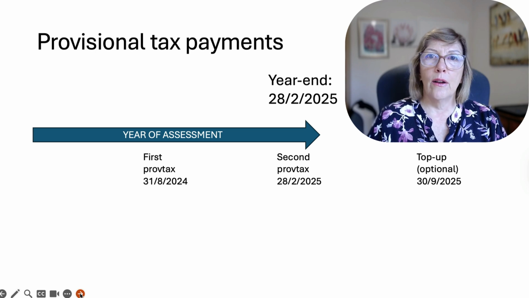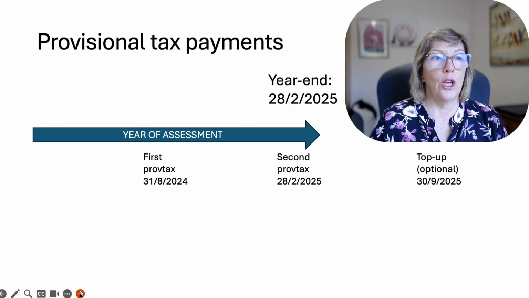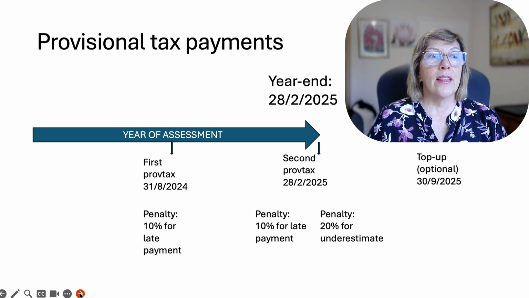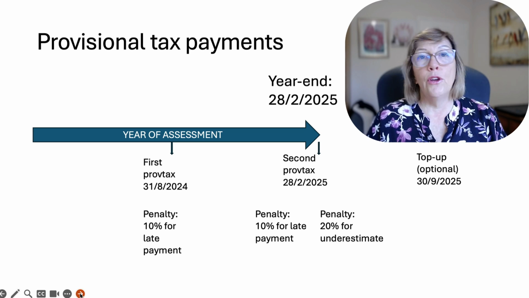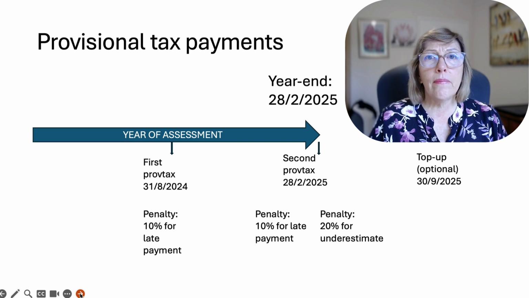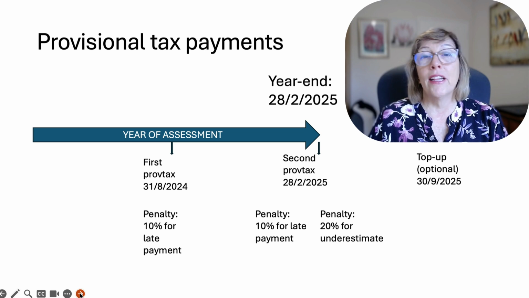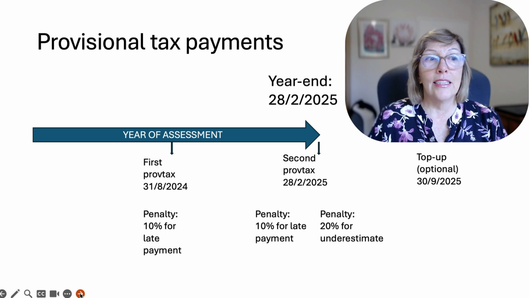We hear about the third provisional payment. That is actually a voluntary and optional payment. It's what we call a top-up payment, and I'll deal with that in a subsequent video. But there's no penalties around the third provisional payment, but the penalties come in with the first and second provisional payments. And the first one really is a timing issue, and so the penalty that applies there is really just a late payment penalty, but the second provisional payment can carry a late payment penalty and a possible underestimate penalty.